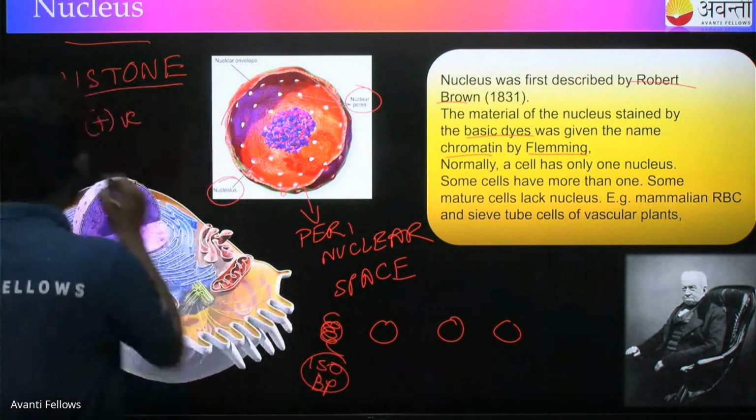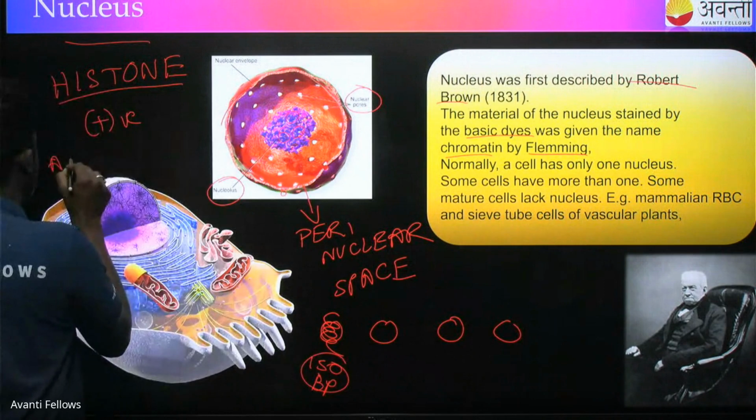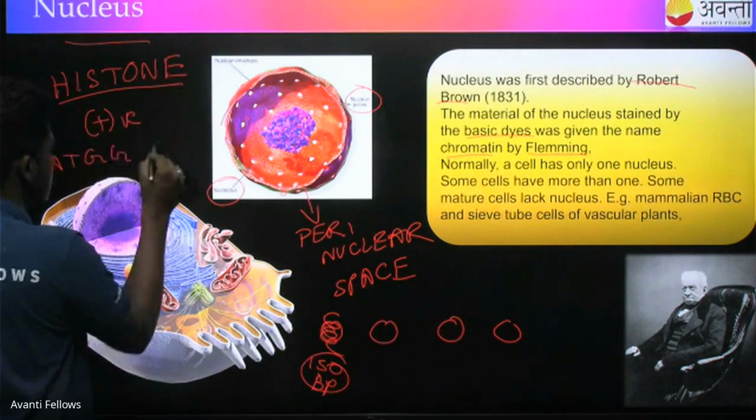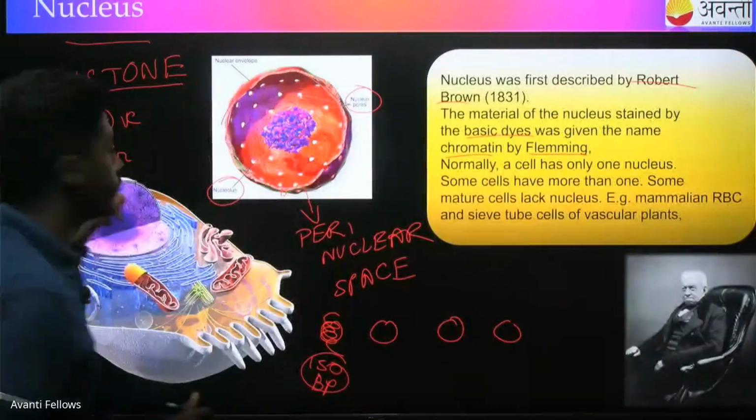Not so complicated. Let's say that your DNA is made up of A, T, G, G, C, C. You know that these are called nucleotides, which we discussed in biochemistry.